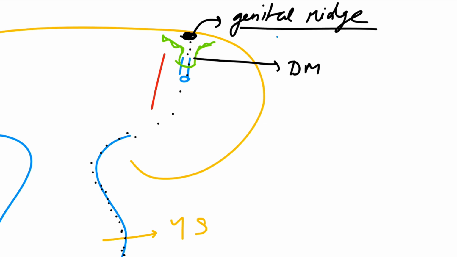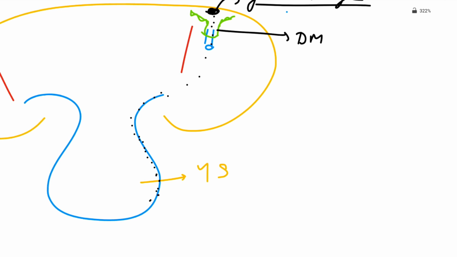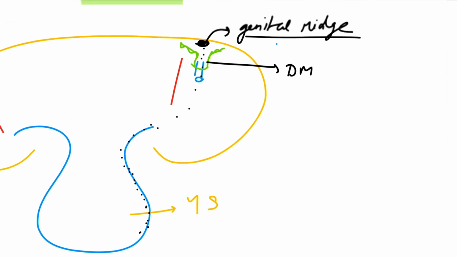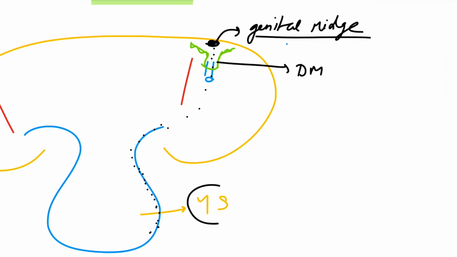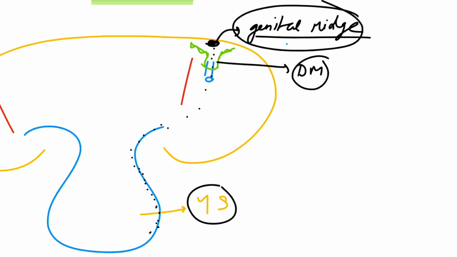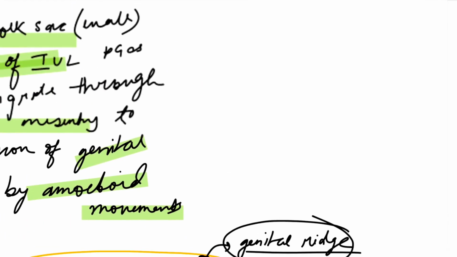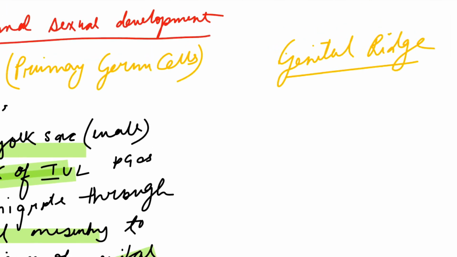Did you all understand the migration of the primordial germ cells, which were initially present in the yolk sac? In the 5th week of the intrauterine life, they migrate through the dorsal mesentery to reach the genital ridge. Okay, now let us understand what this genital ridge is.